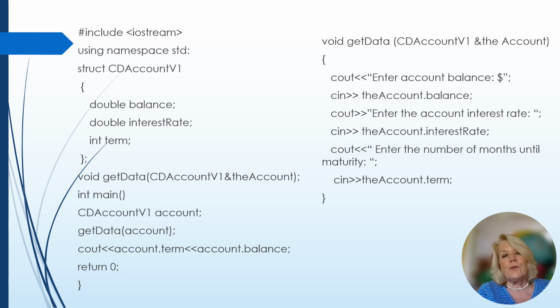So it goes over to the getData. It'll find out what the balance is of account, the interest rate for the account, and the months until maturity for the account. And then the last thing it does is it outputs what the term is by saying account.term, and it outputs what the account balance is by using account.balance.